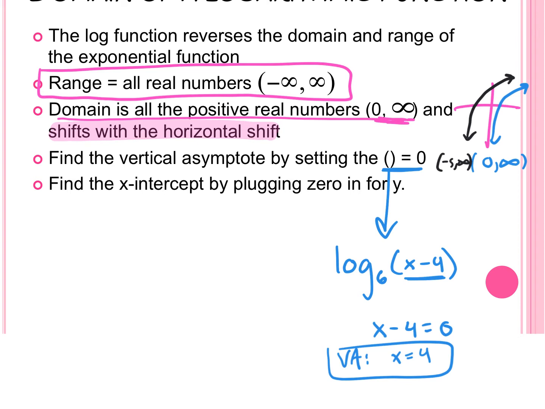And then you can always find your x-intercept by plugging in 0 for y. Same way we found our x-intercept in all of our other functions. So x-intercept, plug in 0 for y.